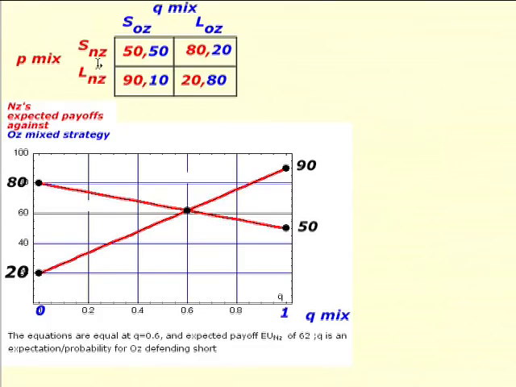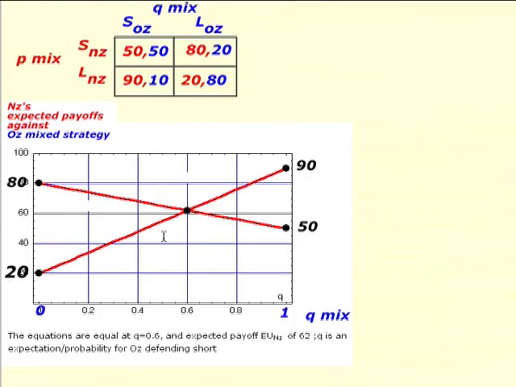Supposing New Zealand decides to throw short, then they're either going to get 50 or 80, depending on what Australia does. So we put in lines at 50 and 80. They're either going to get a 50% chance of success or an 80% chance. Depends. So we take the probability-weighted averages. What probabilities do we use? Well, it depends what Australia is going to do. They're going to choose their QMIX, their probability.